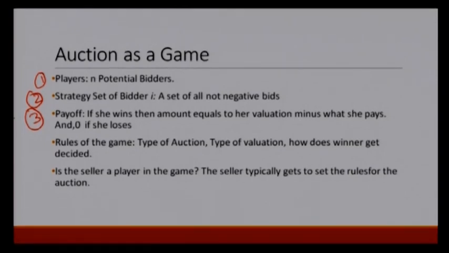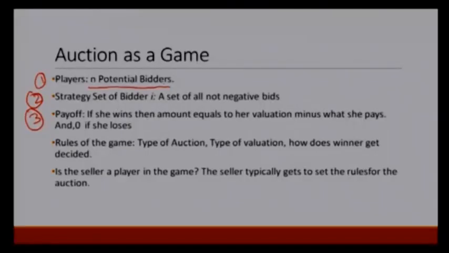Okay. So, let us look at a very simple auction. Who can be the players? N potential bidders. Since we are looking at auction for the first time, we will assume that it is a one sided auction and only buyers are interested. Buyers bid, the seller is not bidding, only one sided. So, we have n potential buyers as players.